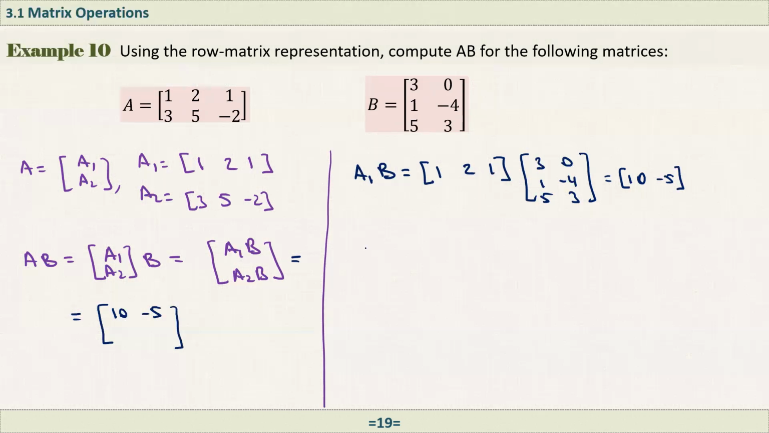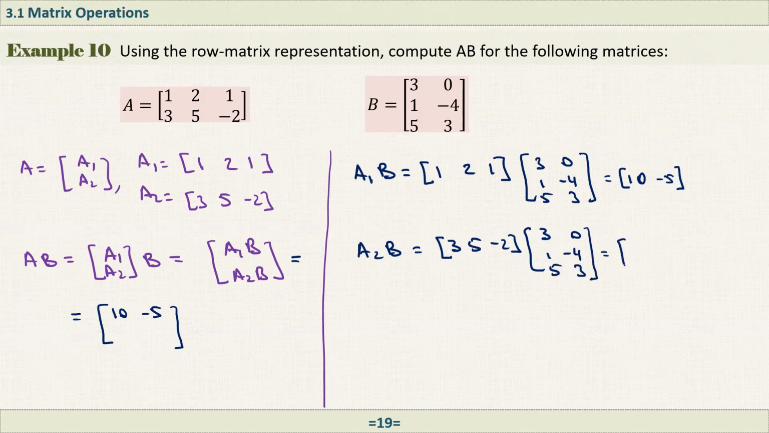That is 10, negative 5. And now we should write the second row. That is A2 times B. A2 is 3, 5, negative 2. And here we have matrix B: 3, 0, 1, negative 4, and 5, 3. Equals, and we'll have a 1 by 2 matrix here. 3 times 3, 9. 5 times 1 is 5. Plus 9 is 14. Plus negative 10, that's equal to 4. And 3 times 0, 0. 4 times negative 4, negative 20. Plus negative 6, negative 26. So here we have 4, negative 26.